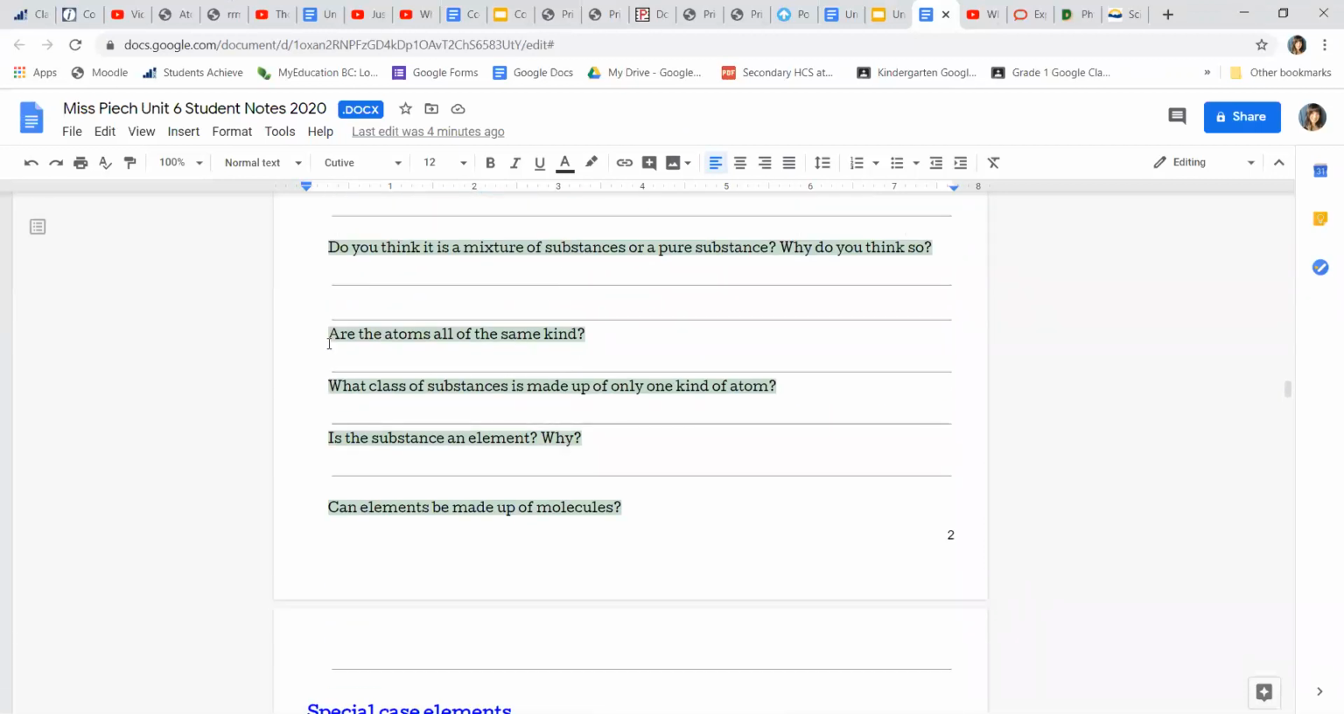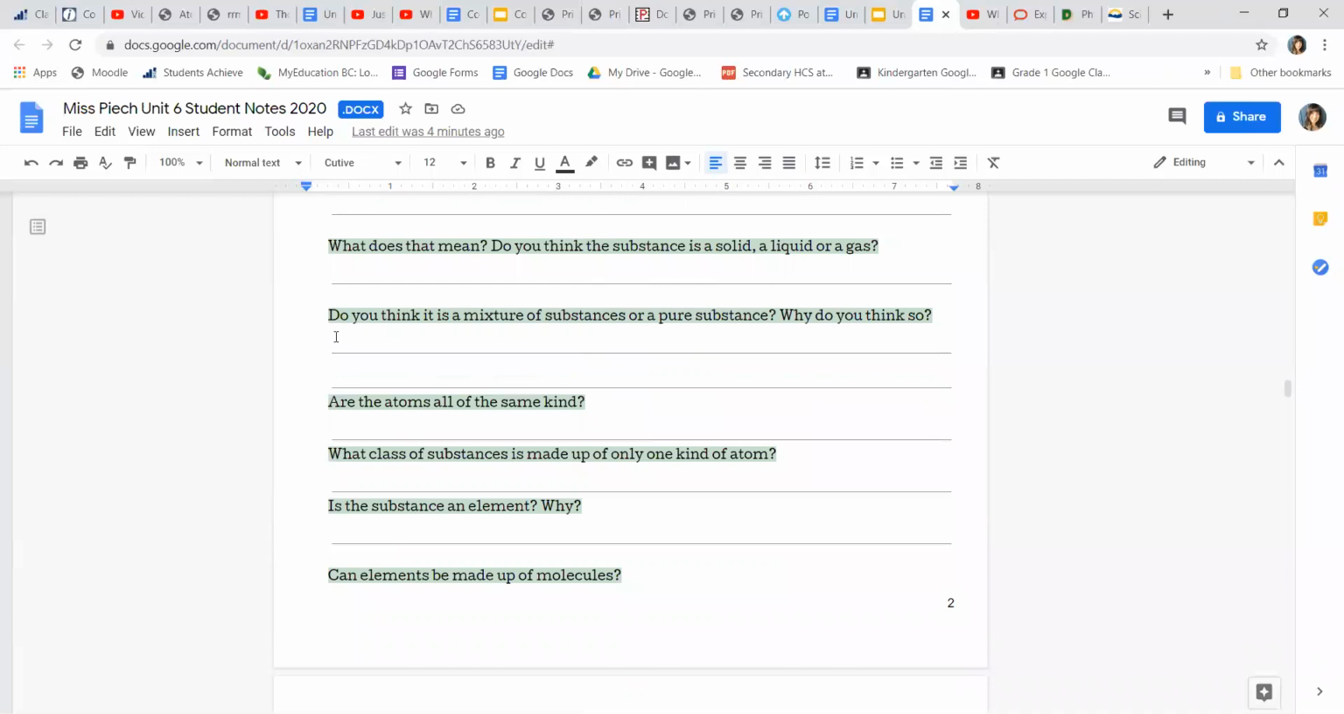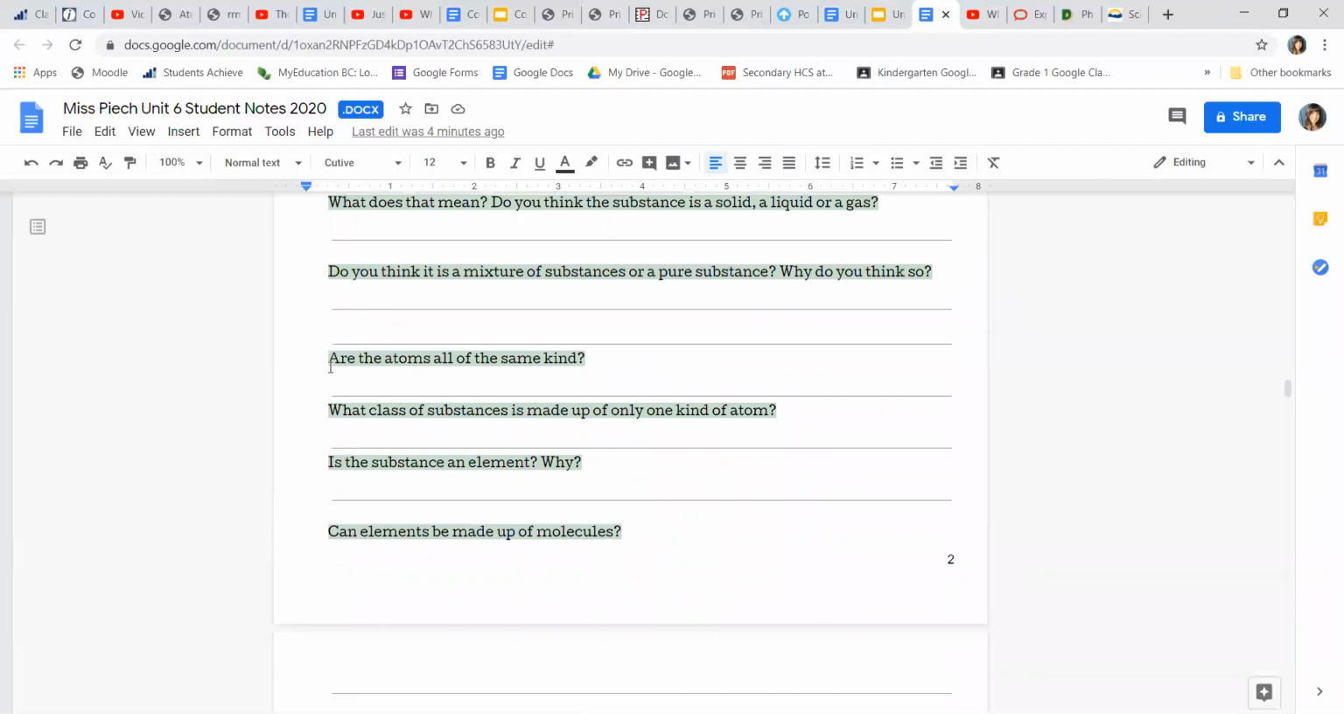And then, are the atoms all of the same kind? What do you think? So what I want you to do is, again, look at this. Give me your best guess. What do you think there? What class of substances is made up of only one kind of atom? So take a look back through your previous notes there. Are we looking at compounds? Are we looking at elements?